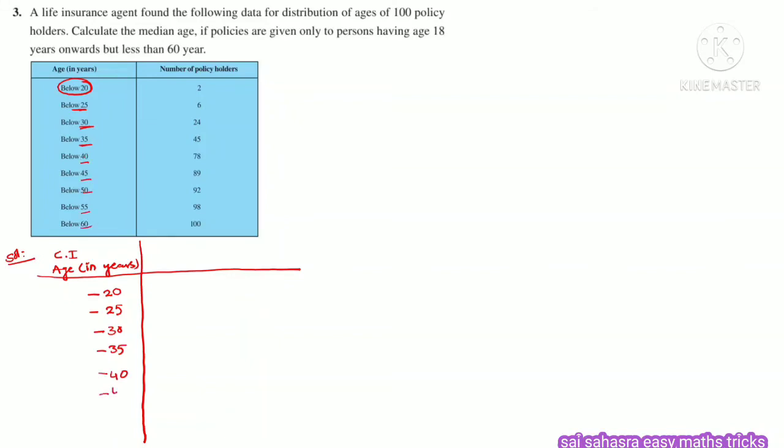We will write 45, 50, 55. Last is 60. Next we have to write the lower limit. Easy technique: here 55 is ending, so this one will be 55 starting. Here 50 is ending, the next class will start at 50. 45 is ending, the next class will be 45. 40 is ending, 40 starting. Here 35 is ending, in this class 35 starts.